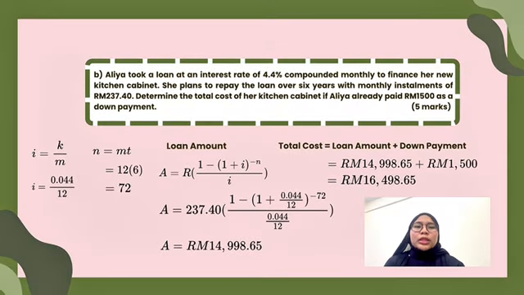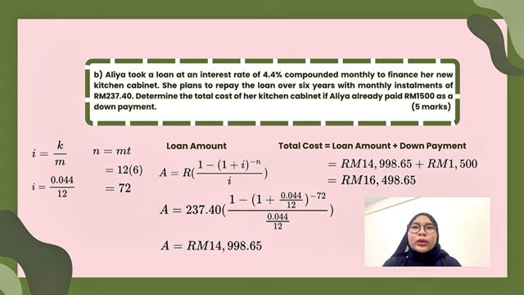For B questions, we are looking at Alia's kitchen cabinet financing. So we need to find the monthly interest rate. Since interest is compounded monthly, we divide the annual rate by 12. So we got I equals to 0.044 over 12. And we got the total number of installments, which N equals to 12 times 6. So we got 72. And we use the formula for the loan amount.